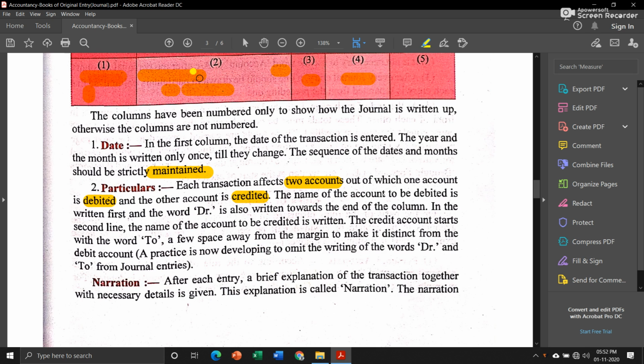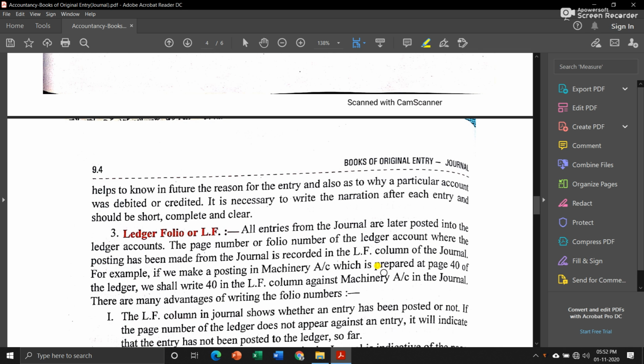Now after writing both the accounts, we have to give one narration. A brief explanation of the transaction together with necessary details is given. This explanation is nothing but called narration. The narration helps to know in future the reason for the entry and also why a particular account posting has been made from the journal. Whether a particular account was debited or credited, you have to give complete information regarding that transaction.